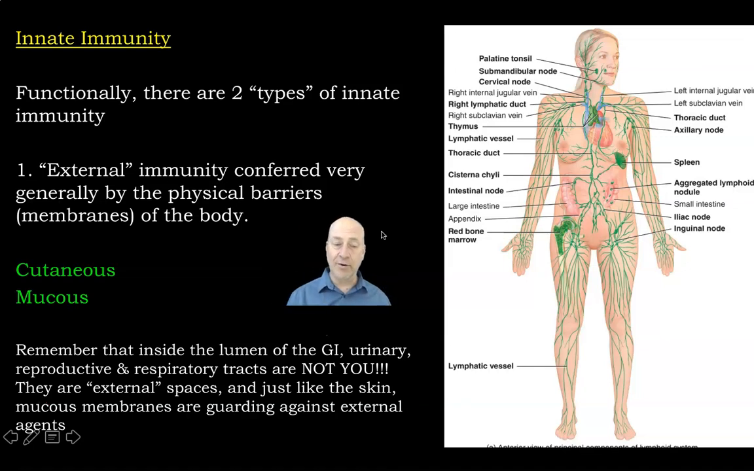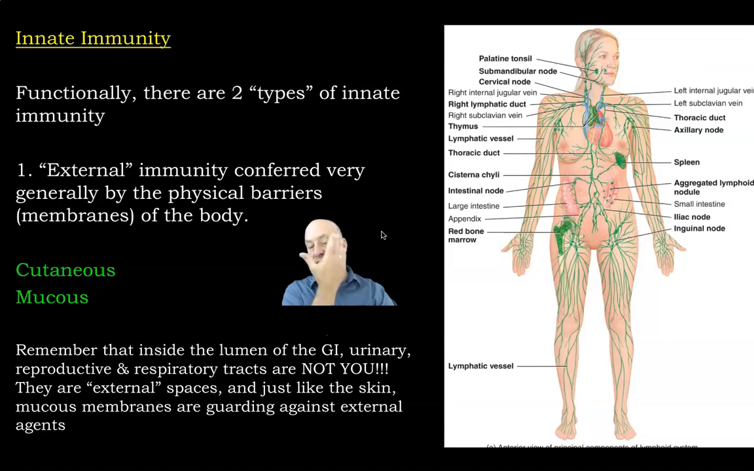There's the external, and that's going to be sort of conferred. So this is material that does not penetrate the inside of your body. And that's going to be immunity conferred by two important membranes. You remember there are four membranes in the body. Cutaneous and mucous are the two I have here. You also have synovial membranes, and you have serous membranes. Those are way internal. Those have nothing to do with external immunity.